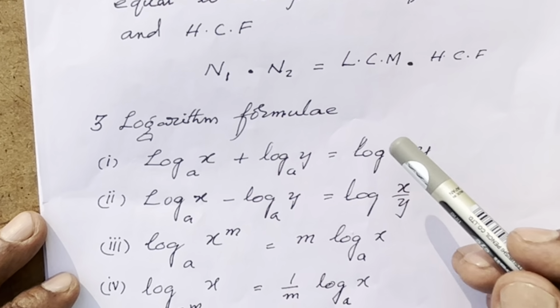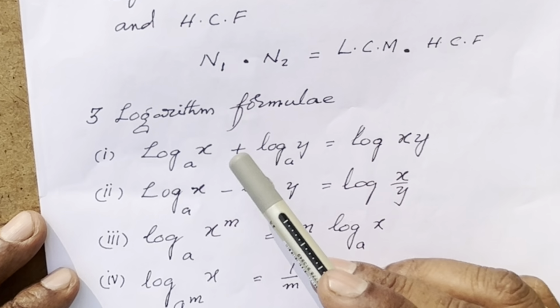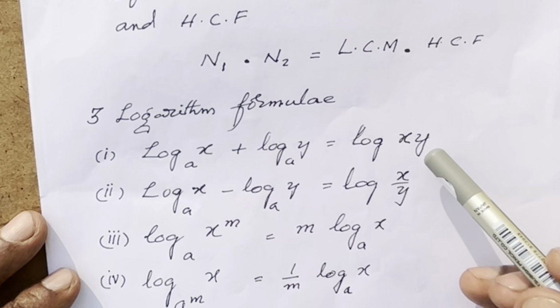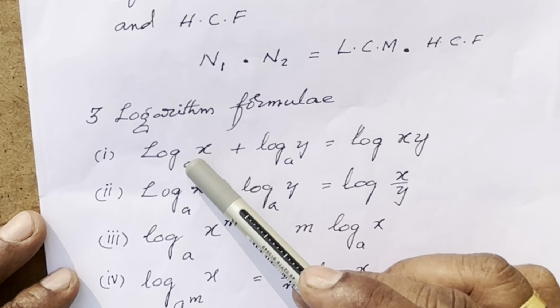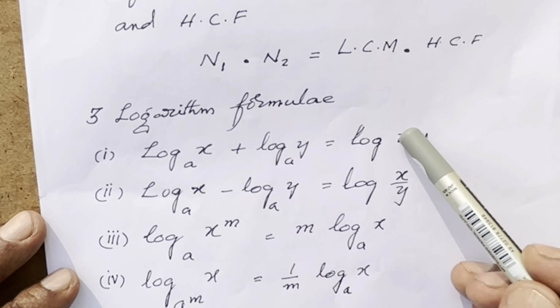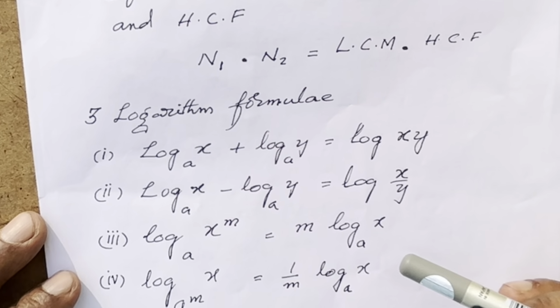logarithm formulae. We have here 7 logarithm formulae. Log x base a plus log y base a is equal to log xy base a. That means log 5 base 2 plus log 4 base 2 is equal to log 5 into 4, that means log 20 base 2. Like that you are having.